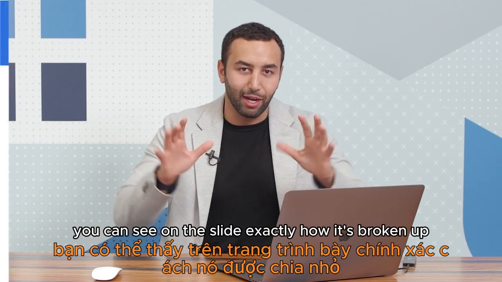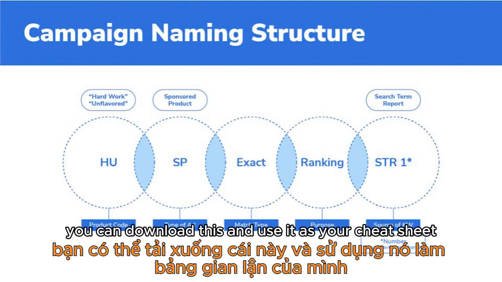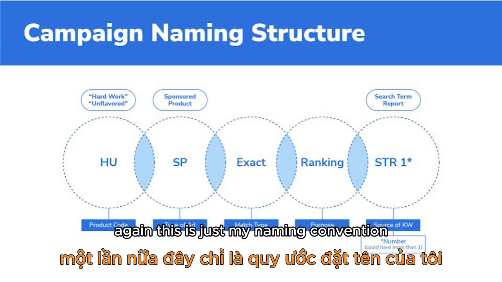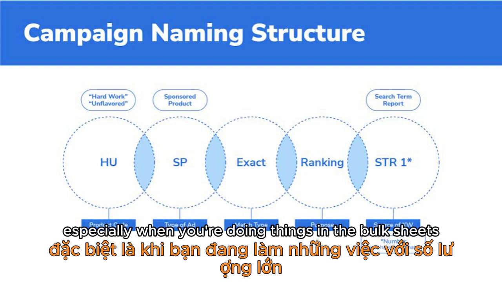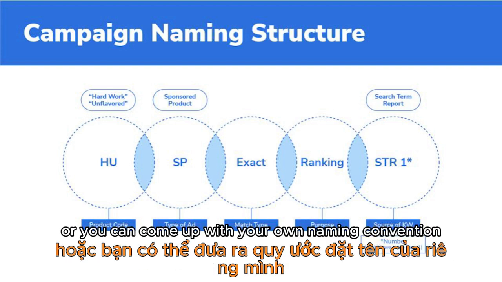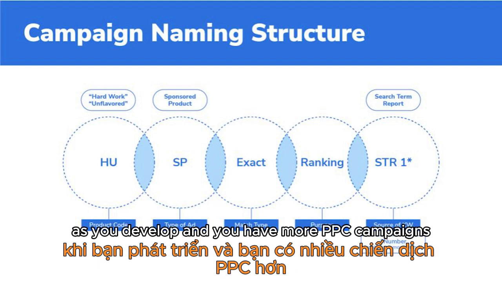You can see on the slide exactly how it's broken up. And the best thing is you can download this and use it as your cheat sheet so you can follow along as you build your campaigns. Again, this is just my naming convention. It's something that's made life very easy for me. Also, especially when you're doing things in the bulk sheets, you can find a lot of things pretty quickly. So you can follow that, or you can come up with your own naming convention and something that eventually your employees will be able to follow pretty easily as you develop and you have more PPC campaigns.